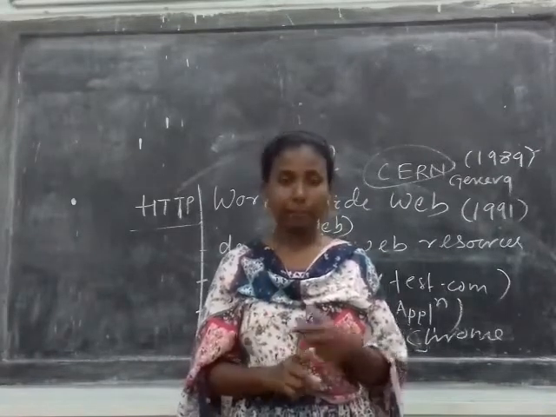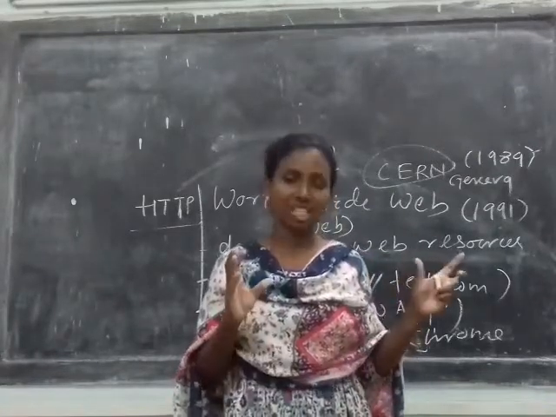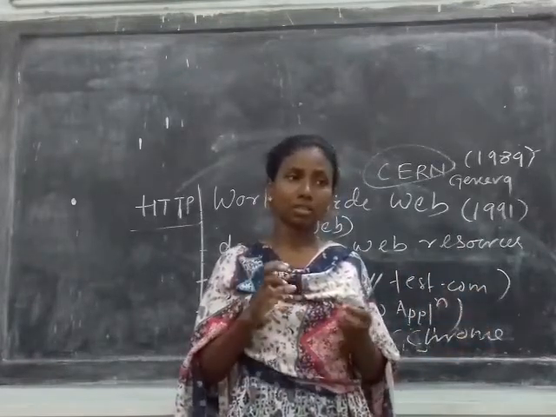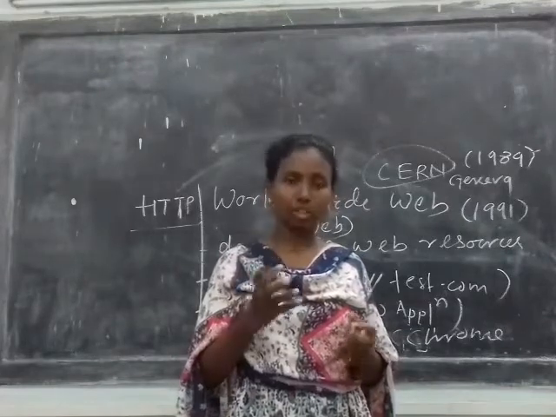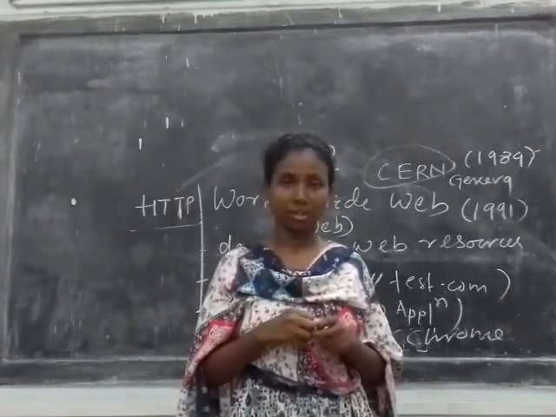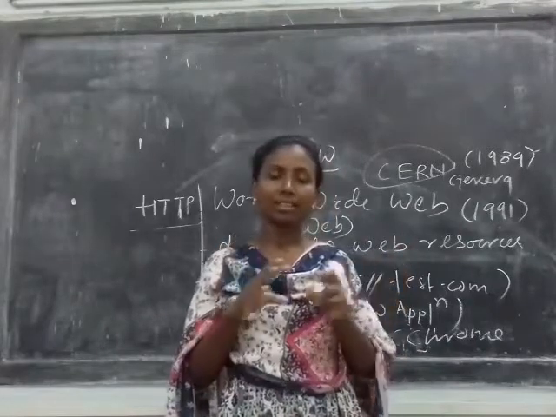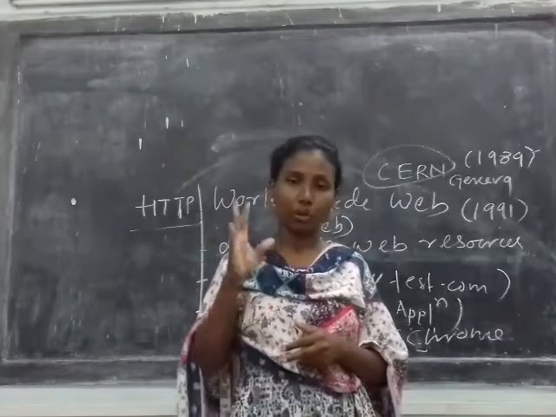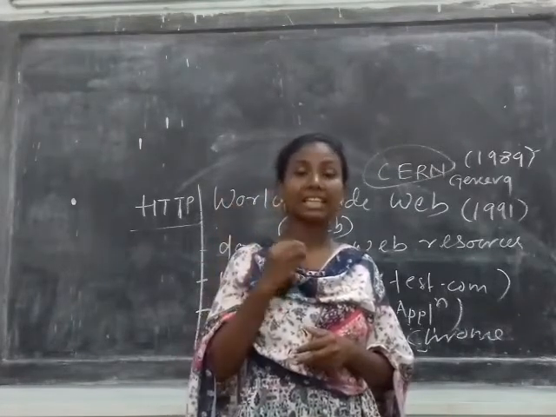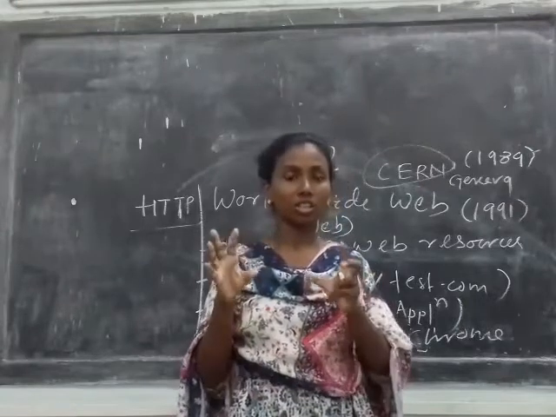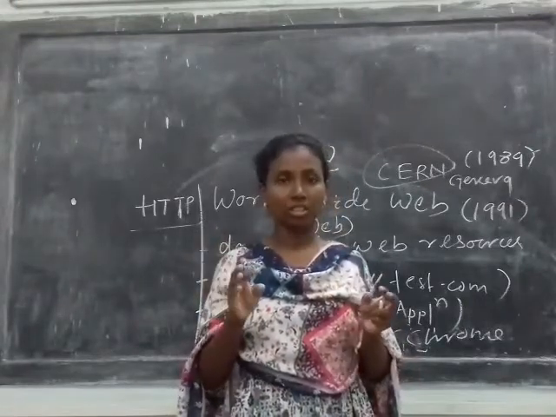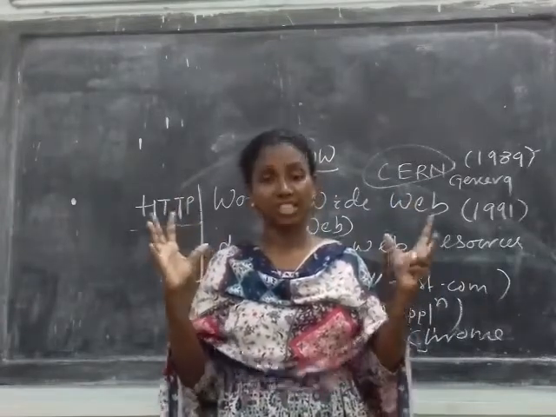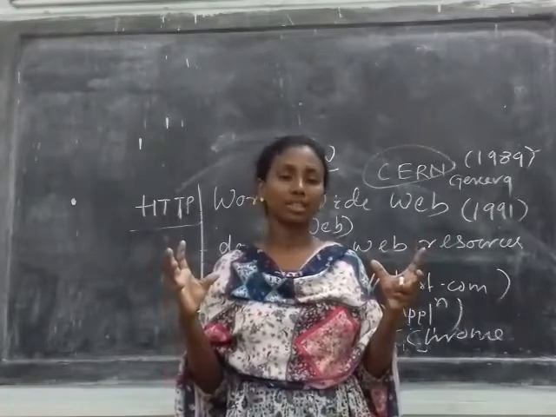Why? Because the internet, we know, is a vast network by the help of which we can communicate and get the information. The web is an information system from which we can get the information. This is not a network. The web is not a network, that is the World Wide Web. This is our vast information system where a number of pieces of information are stored.